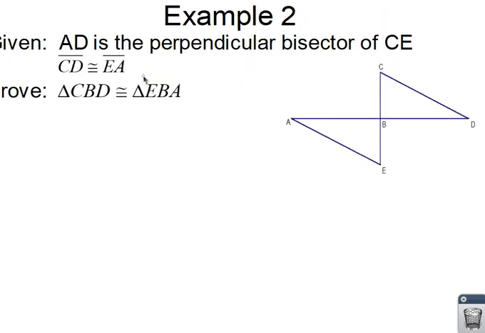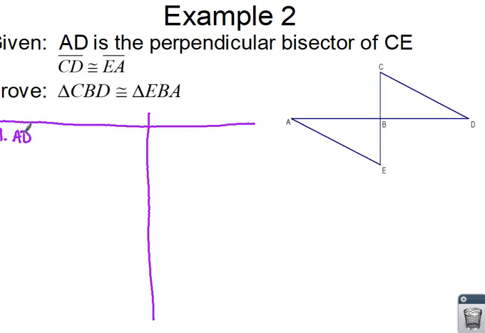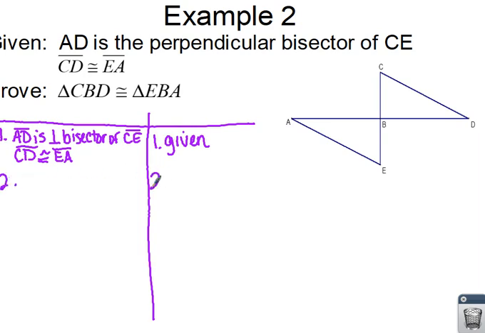Alright, so let's jump to this one and we'll try to use this a little bit. So, first step is to write the given. AD is a perpendicular bisector of CE, and CD is congruent to EA. And that's given. Then we need to mark on the picture. We've got CD is equal to EA, so we're going to mark that on the picture. Everything else has to be proved before we can mark it on the picture.